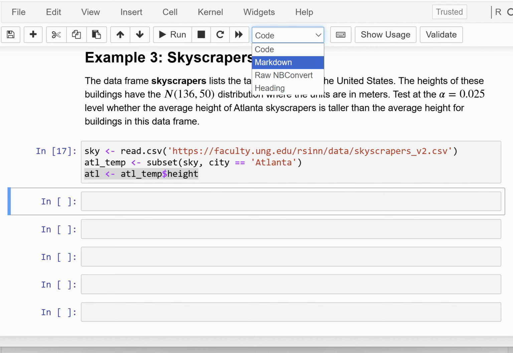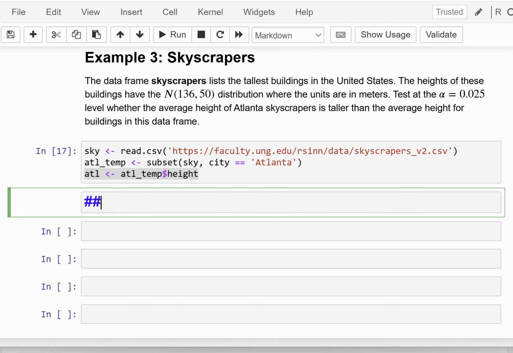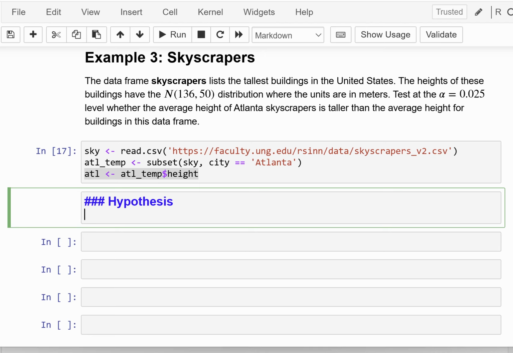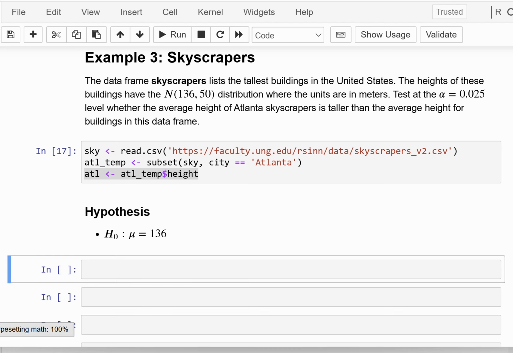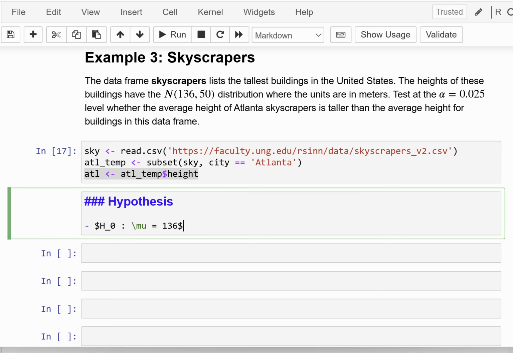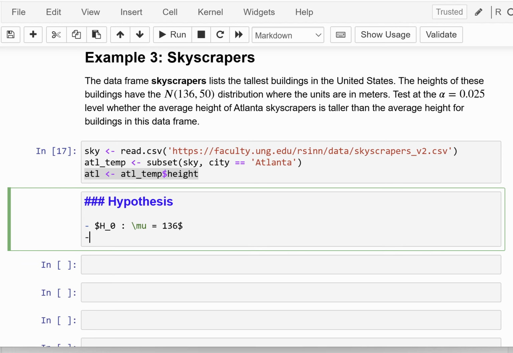I'm going to switch to Markdown because I'm going to do the hypothesis, and I'm going to show you how this goes. Dollar sign, H underscore 0. That gives me an H subscript 0, space colon, and then mu equals 136. Then I finish with a dollar sign. Notice what happens: I get the Greek letter mu, I get the subscript 0. So that's how the dollar sign mathematics works.